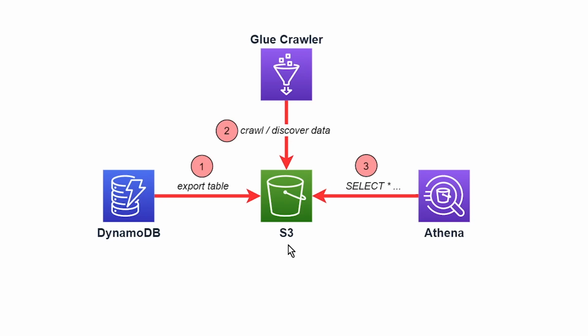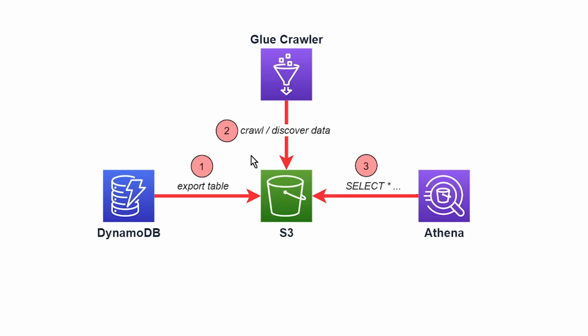Once we have that data in S3, we're going to use the Amazon Glue service, or AWS Glue service, to crawl or discover our data. We're going to point it to the same bucket that we exported the data into in the first step, and that's going to automatically load that data into a database for us in Athena.